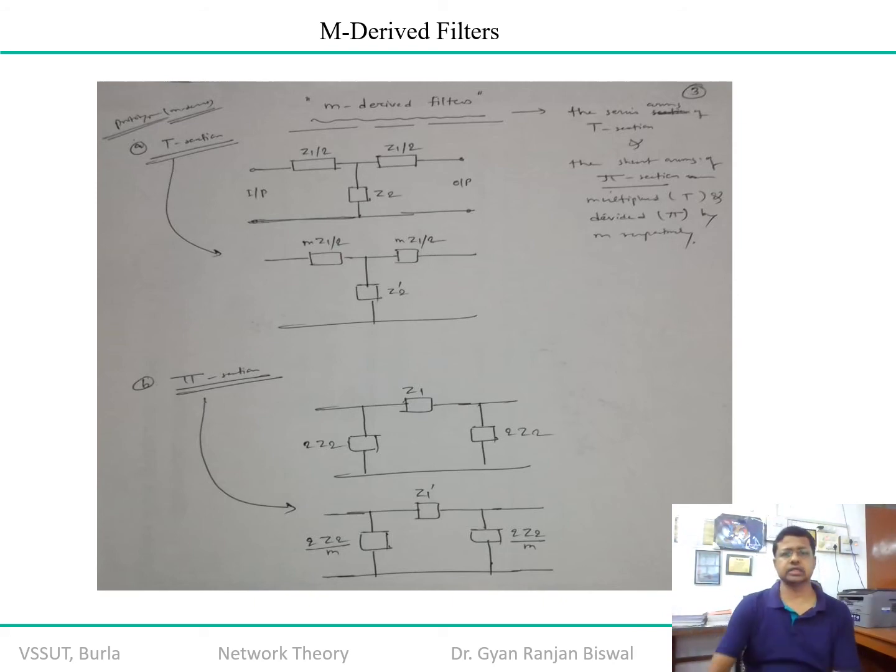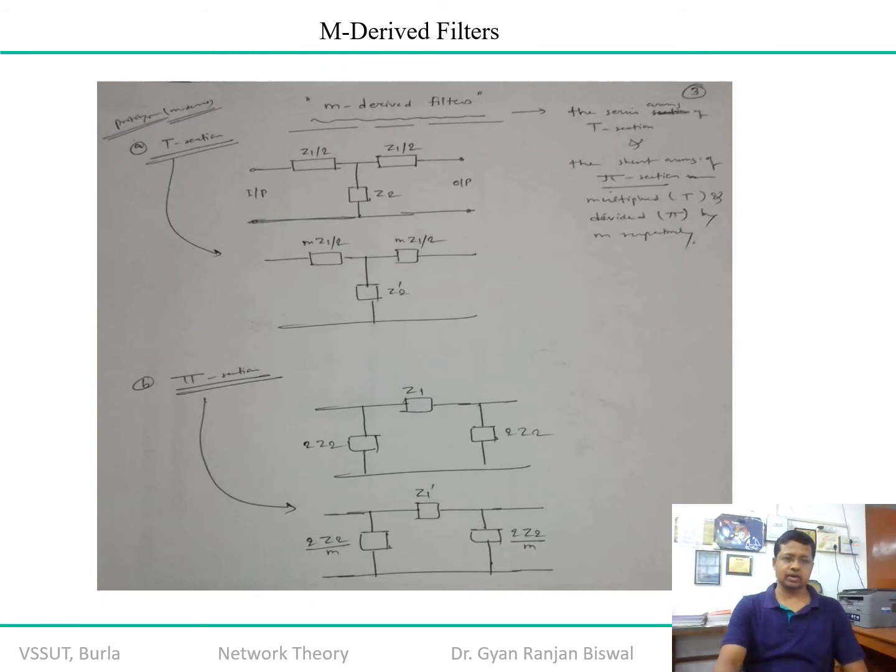As we have seen, the series arm is of the T-section and the shunt arm of the pi section. As far as the prototype filter is concerned, the series arm of the T section is a multiple of M and the shunt arm of the pi section is a derivative of M. Understood? Again, I repeat: the series arm of the T section is multiplied by M and the shunt arm of the pi filter is divided by M. Because of this typical way of designing, you get this combination.